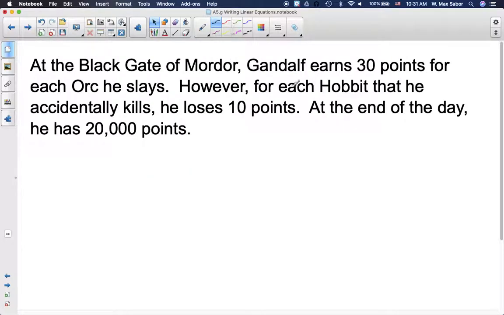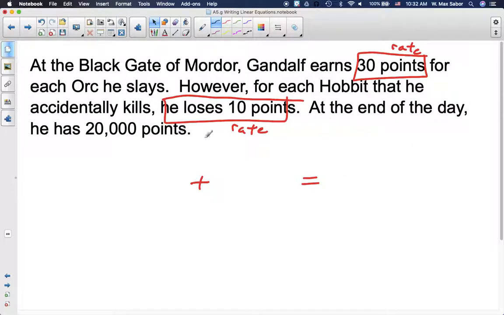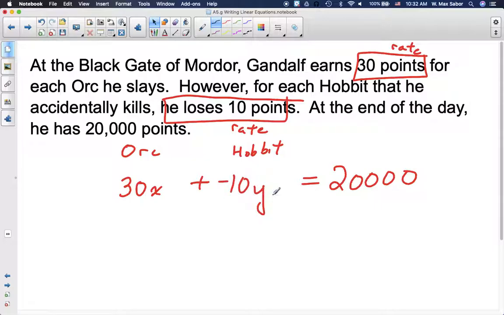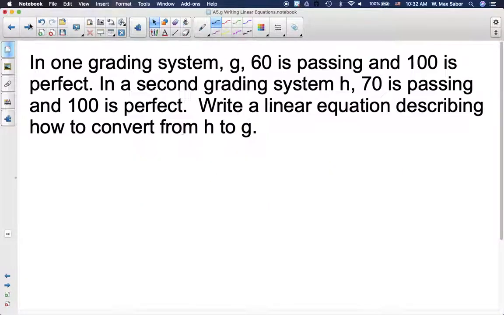At the Black Gate of Mordor, Gandalf earns 30 points for each orc he slays, so this is going to be a rate. He also loses 10 points, so that's another rate. So there are two rates going on. That's when we're usually going to write in standard form. At the end of the day, he has 20,000 points. So the two things that we're adding are the orc points and the hobbit points. And he's gaining 30 points for each orc, and he's losing 10 points for each hobbit. And that gives him 20,000 points.